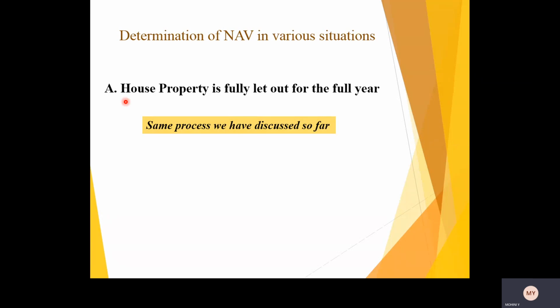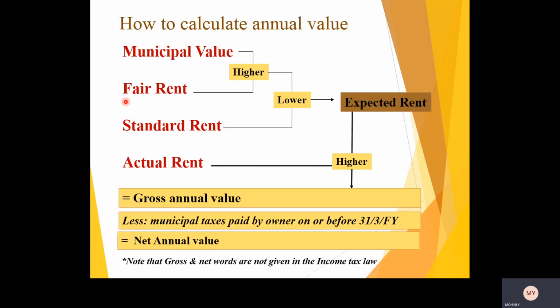And what is the process? It should be the higher of municipal value and fair rent. Then whatever amount you calculate, take the lower of that and standard rent. That value is your expected rent. Then you compare this with your actual rent, and whichever value is higher is your gross annual value. Then you subtract all the municipal taxes paid by the owner on or before 31st March of the financial year. That equals your net annual value. Okay. So this is the computation method used in case your house property is given on rent for the entire year.